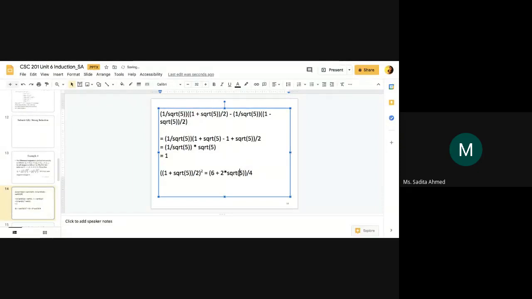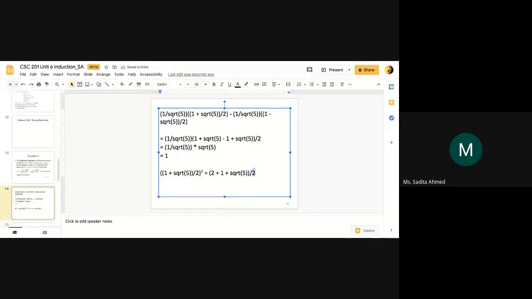From here, if you take 2 in common, if you take 2 outside, what do you get? 3 plus square root of 5, if you take 2 in common. And then 2 here in the numerator, 2 here in the denominator, what do you get? 2 and 4 cancel each other, and then you get 2 in the denominator, okay? And notice that this 3, now we can represent it in this way, 2 plus 1 plus square root of 5. Why are we doing that?